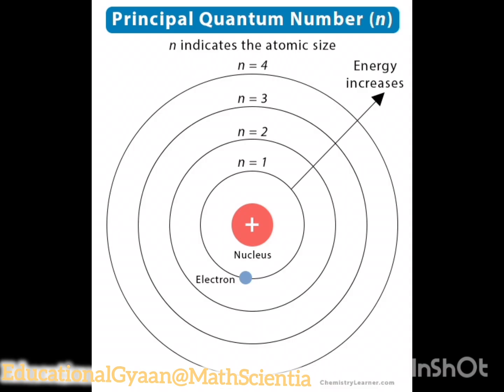The principal quantum number indicates the size and energy of the main shell and is denoted by n, where n equals 1, 2, 3, 4, as you can see in the picture. With an increase in n value, the size of the main shell also increases.